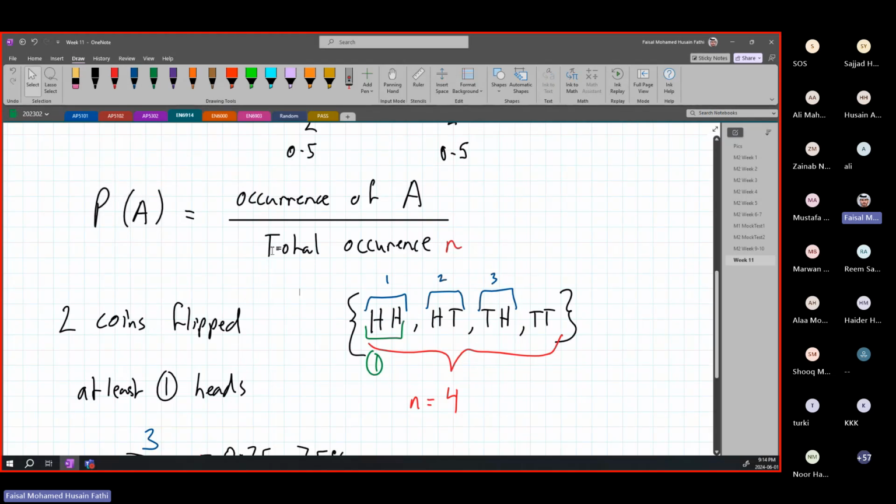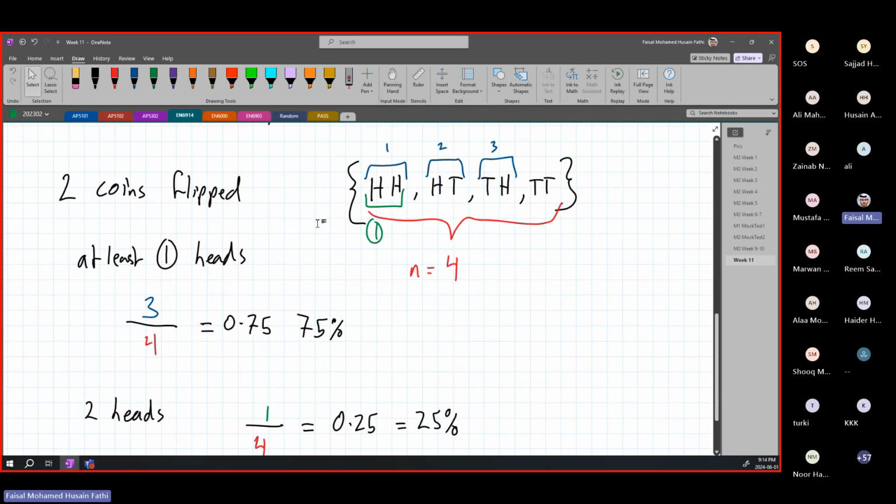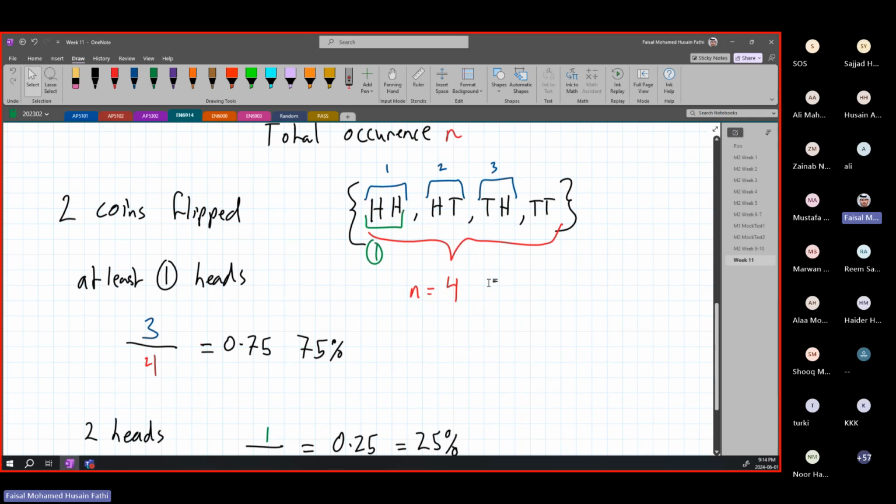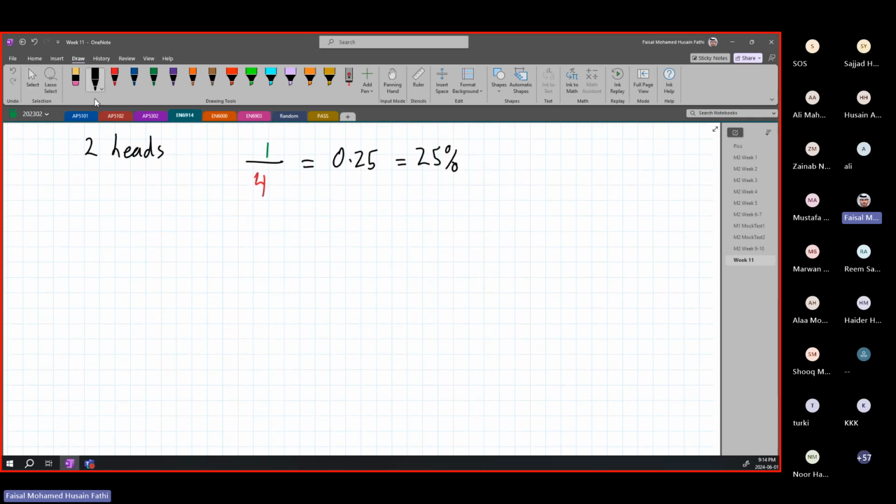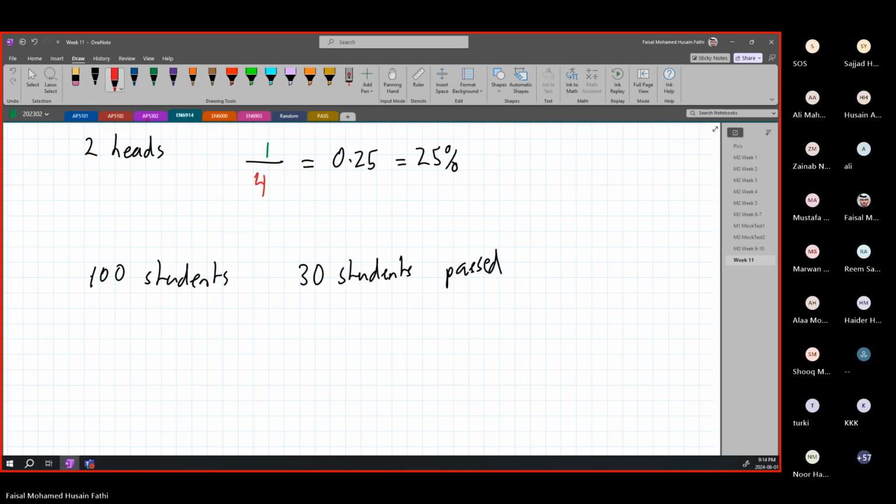Okay? This is also known as the expectation of the event occurring. Let us talk about expectation a bit. So usually, let's say we have a probability of something happening, or let's say out of 100 students, all right, 100 students, 30 students passed. Okay, so 30 students passed out of 100 students.